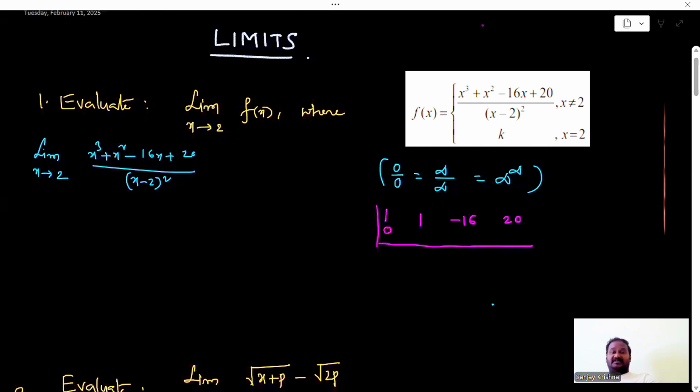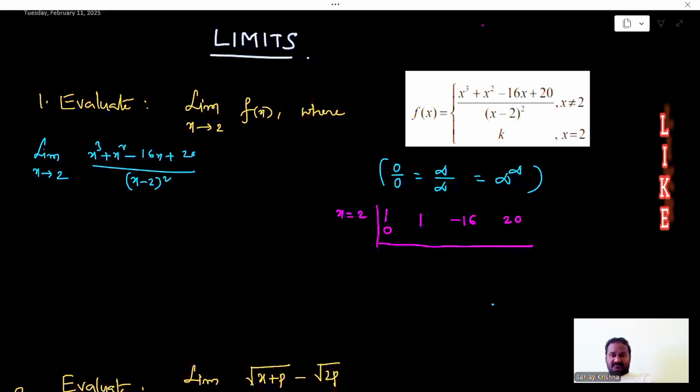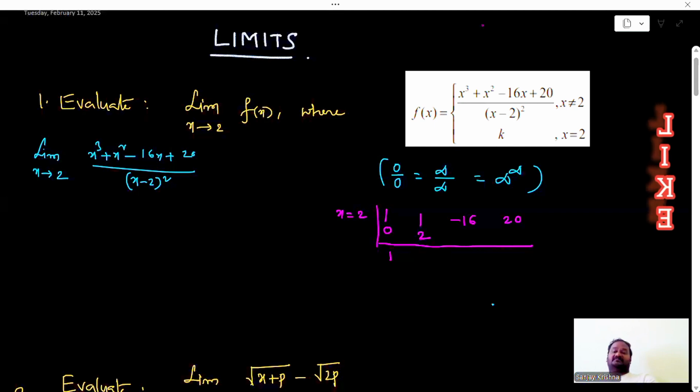Since x minus 2 is a factor, x equal to 2 is a 0, right? Now just do one simple thing: add 1 and 0. 1 plus 0 is equal to 1. Now multiply 1 and 2. 1 times 2 is equal to 2. You repeat the process till the last number, right?